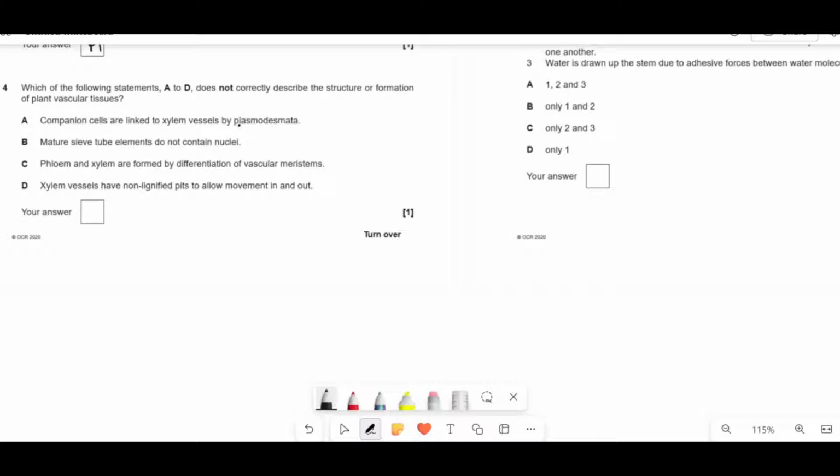So companion cells are linked to the xylem by plasmodesmata. That one is incorrect. The companion cells are linked to the phloem, so that one's already incorrect. And so it's A. Mature sieve tube elements do not contain nuclei. That's correct. Phloem and xylem are formed by differentiated vascular meristems. That's what I just said before. Xylem vessels have non-lignified pits. So it is A. All the other ones are correct.